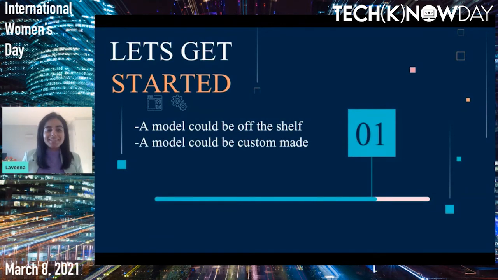So let's get started. A model exists in two types. It can be off the shelf or custom made. In my team, we had a custom made model. So depending on which type of model you use, make sure you have testing processes around that. Also, consider how often you want to train your model. What I mean by training your model is input data, run the model, and learn from its outputs and results.